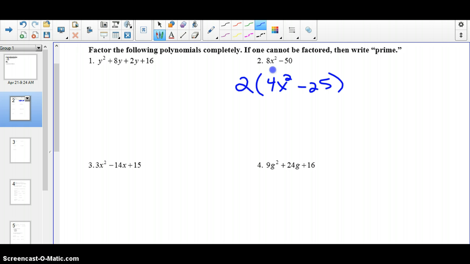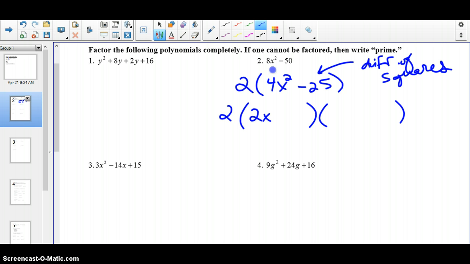The next thing you want to check for inside of here is if it's some kind of special case. Is it a difference of squares, or is it a perfect square trinomial? If it's neither of those, then you move on down your list. You look for maybe factoring by grouping or trial and error. This is a difference of squares, and it will factor more. This will factor into 2x plus 5 times 2x minus 5. Don't forget to always tag on the greatest common factor if you did factor something out.